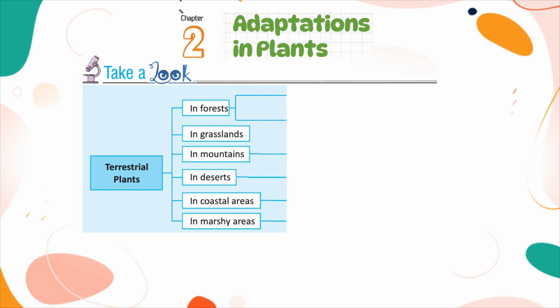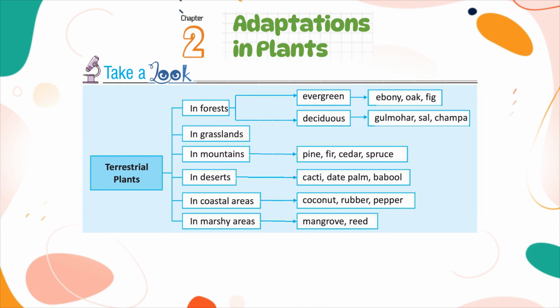Terrestrial plants. In forests, evergreen: ebony, oak, fig. Deciduous: gulmohar, sal, champa. In grasslands. In mountains: pine, fir, cedar, spruce. In deserts: cacti, date palm, babool. In coastal areas: coconut, rubber, pepper. In marshy areas: mangrove, reed.